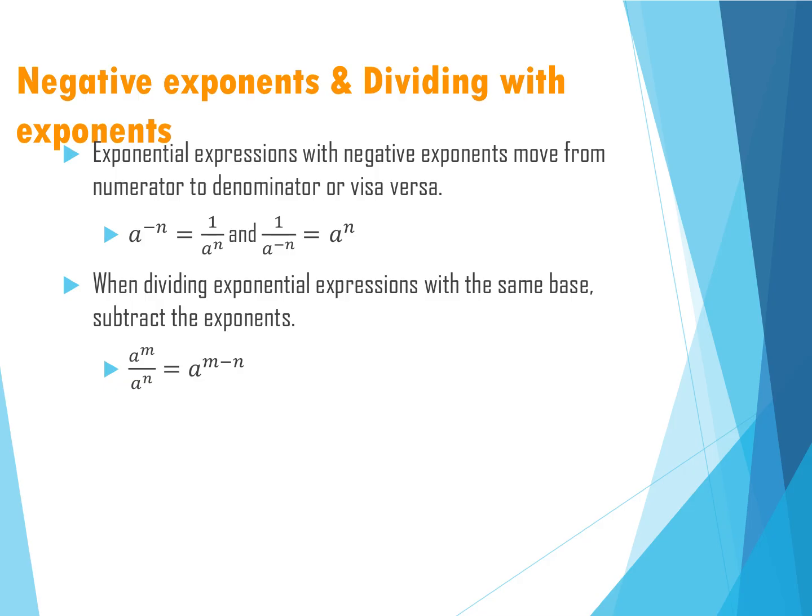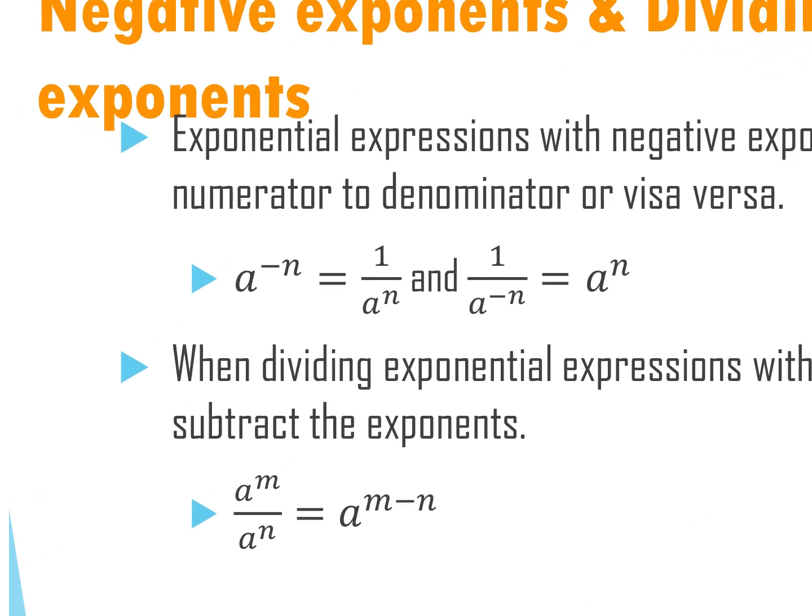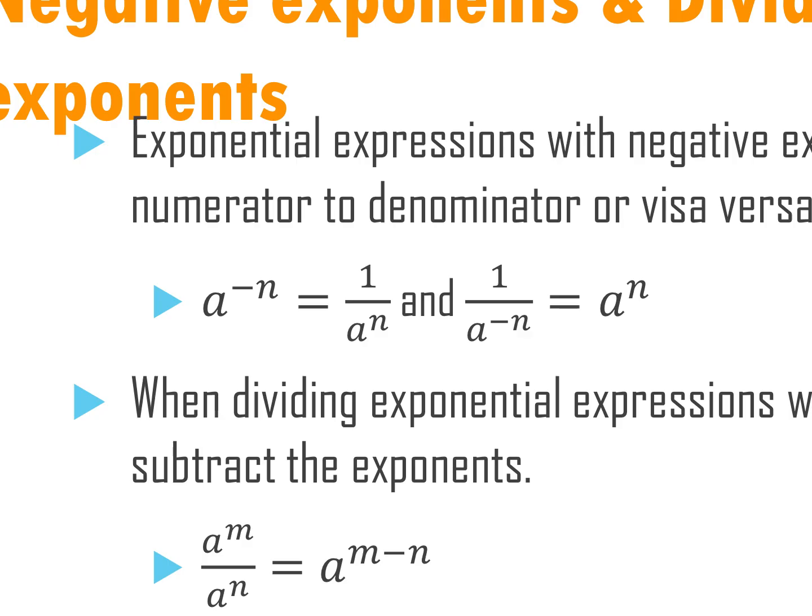Our rules of exponents for today are going to be negative exponents and then dividing with exponents. So if you have a negative exponent, it just moves whatever the base is from the numerator to the denominator or vice versa. So that's expressed here. For example, a to the negative n is the same as 1 over a to the power of n. Similarly, 1 over a to the negative n just moves back on top and becomes a to the n.